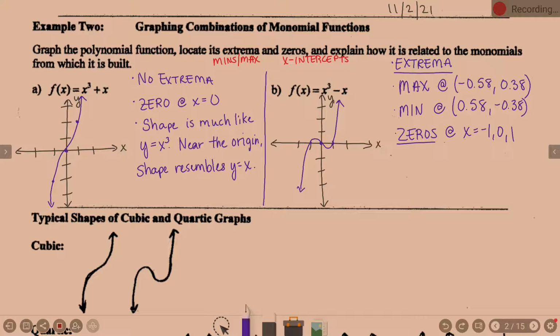Okay. So again, our higher power, our higher degree gives us the overall shape for the graph, but that negative x determines more around the origin what's going on. So I'm going to say a similar statement like I made earlier. The shape is much like y equals x to the third, and near the origin, when I say near the origin, I'm talking about near 0, 0, right? Shape resembles y equals negative x.